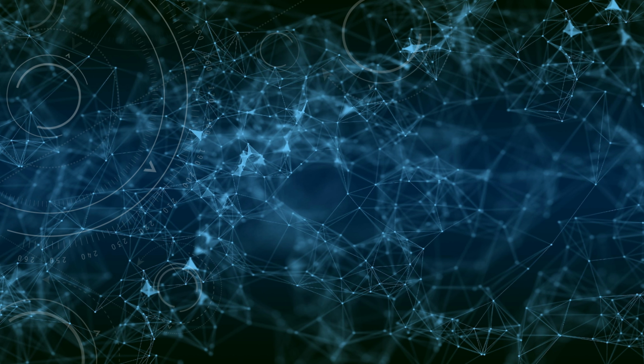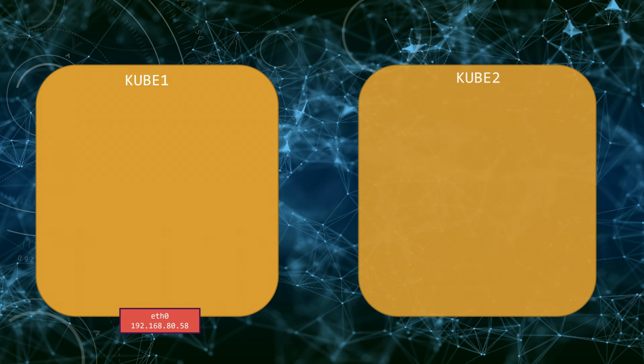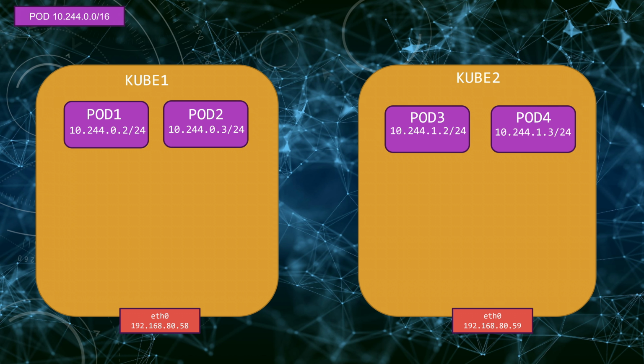Let's start with some theory to understand how the networking piece of the solution works. There are two Kubernetes nodes, Kube1 with 192.168.80.58 IP, being both the master and the worker node, and Kube2 with 192.168.80.59 IP, that's just the worker node. The pod subnet is 10.244/16 and the service subnet is 10.96/16.